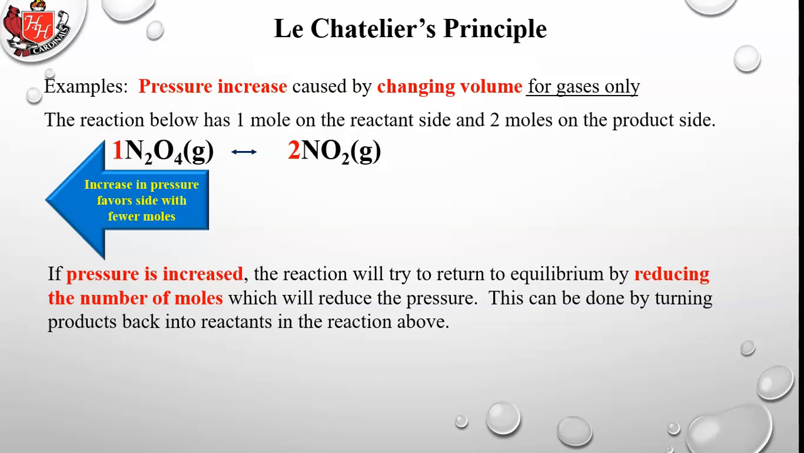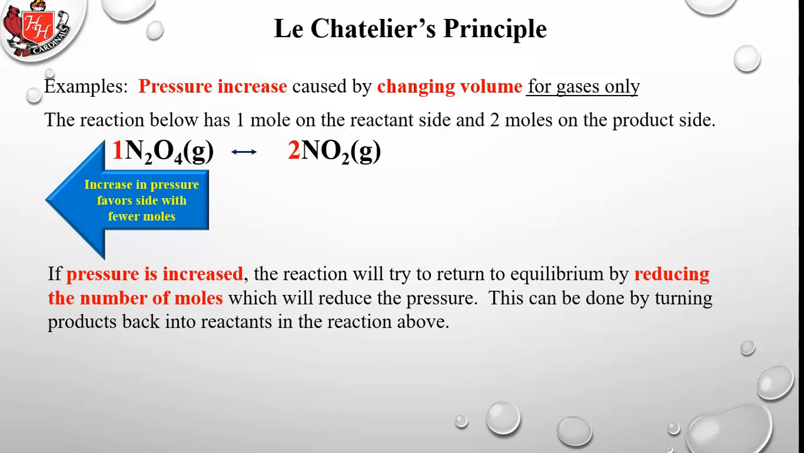Let's say you increase the pressure first on the reaction. It's in its happy place, it's at equilibrium, suddenly you turn up the pressure. How could you do that? By squeezing down the volume. So you squeeze down the volume, the pressure's gone up. So if the pressure is increased, the reaction will try to return to equilibrium by reducing the number of moles, which will reduce the pressure.